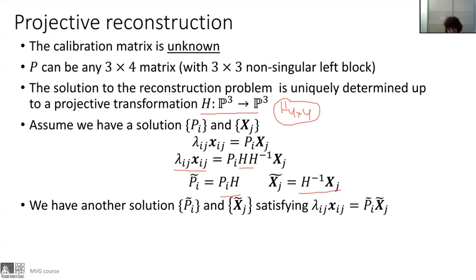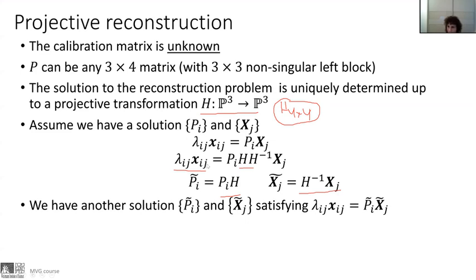But don't we want this H to take the last coordinate, which is 1, and keep it 1? This will be attenuated in lambda ij. Lambda ij will be different, but xij will be the same.